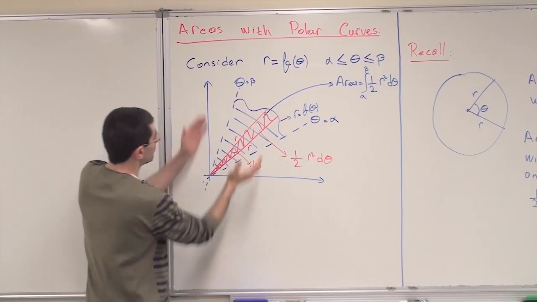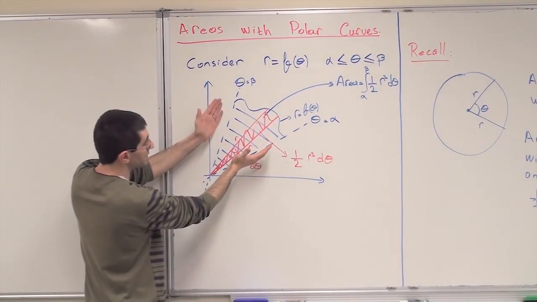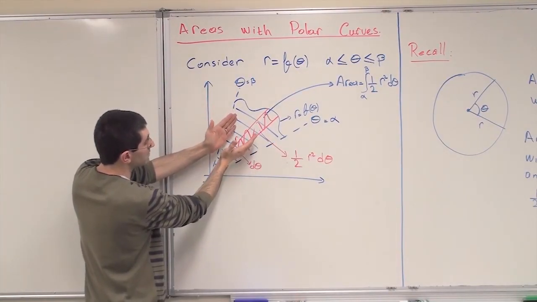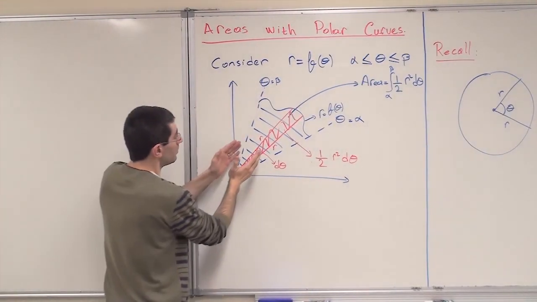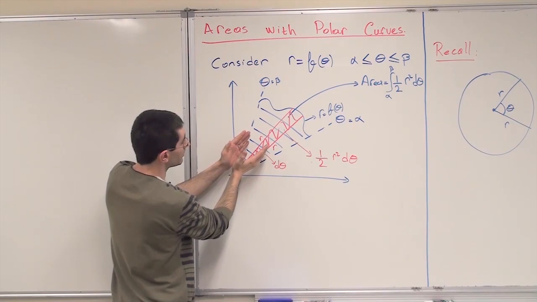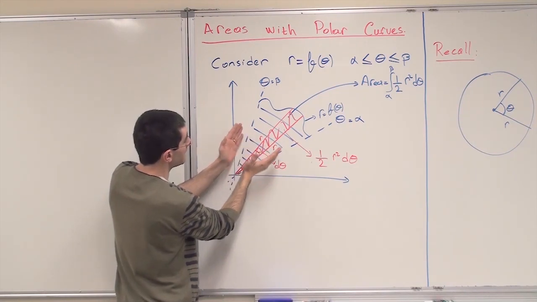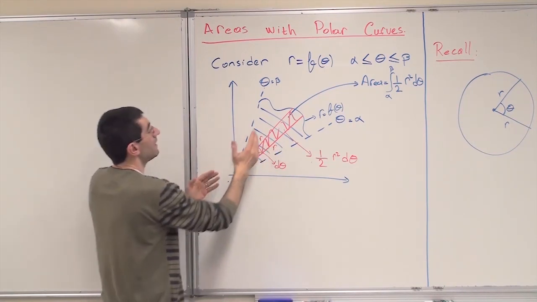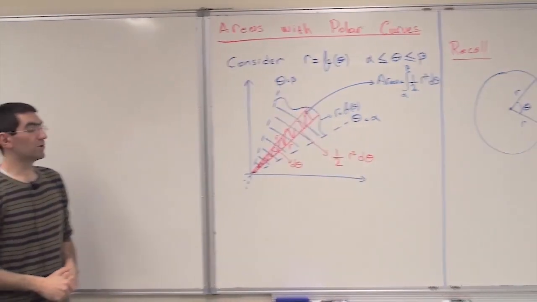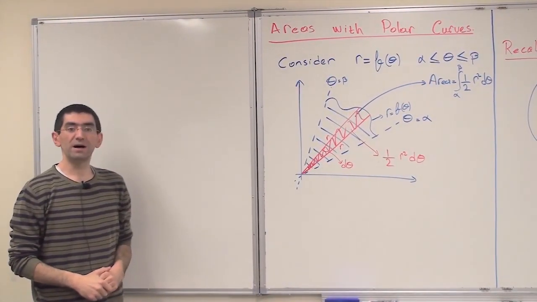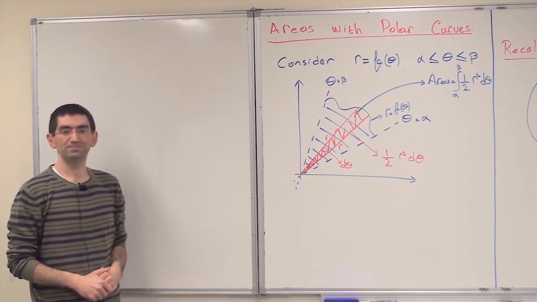Now, imagine that we have divided our blue region into many small red slices like this, and then we calculate the area of each red slice and then add them, and this will give us the area formula for the region bounded by a polar curve.